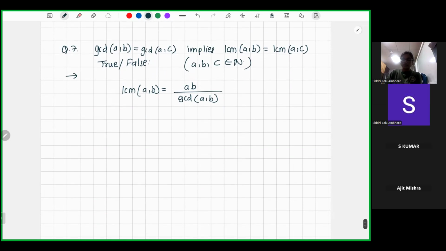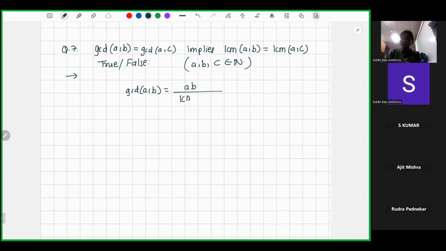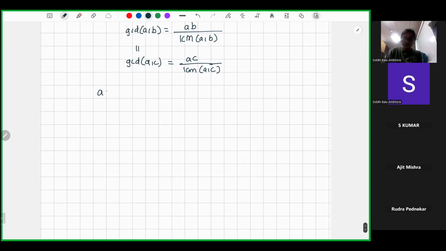So even if this AB here makes difference, GCD of A comma B is equal to AB by LCM of A comma B, and this is equal to, as they said, GCD of A comma C, which is AC by LCM of A comma C. And this need not be true. Let me just give you a counterexample. For example, A, B, and C are these. Then GCD of 3, 5 and GCD of 3, 7 is 1.